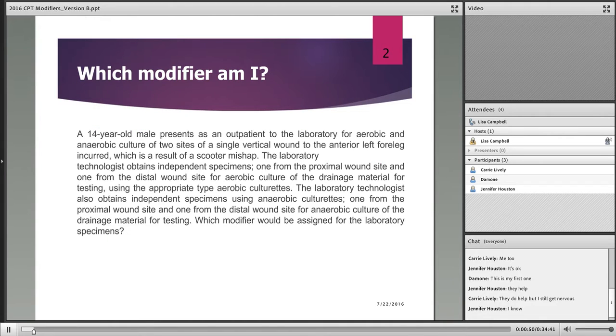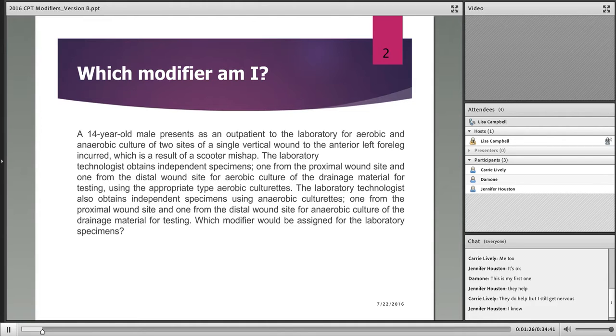First scenario, you have a 14-year-old male that presents as an outpatient to the laboratory for aerobic and anaerobic cultures of 2 sites of a single vertical wound to the anterior left foreleg, incurred as a result of a scooter mishap. The laboratory technologist obtains independent specimens, one from the proximal wound site, the other from the distal site.